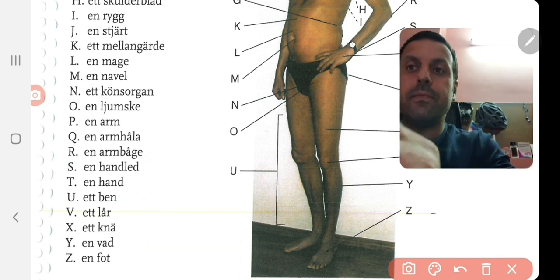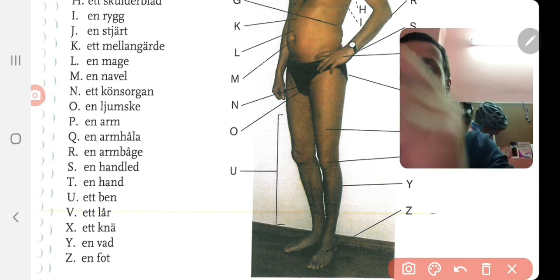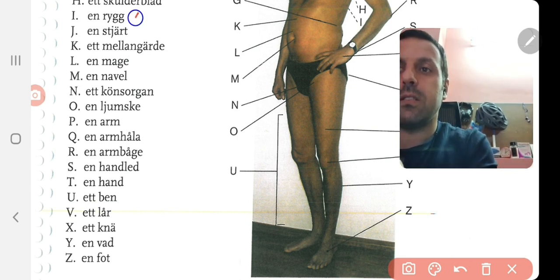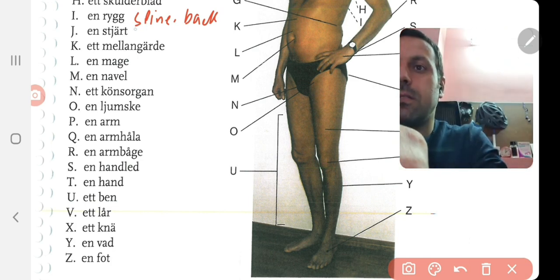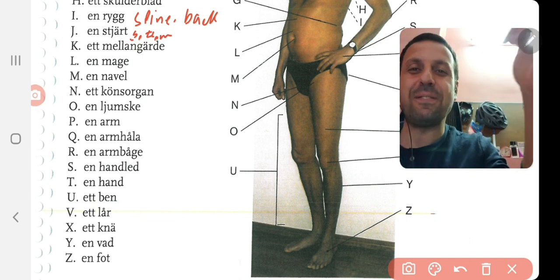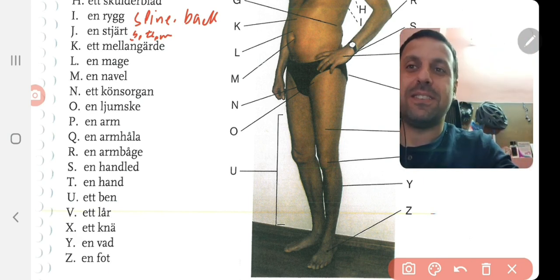Rygg is actually back. It could be back, it could be spine. I mean the spine. I will write both, so it's spine or back. Rumpa is actually the bottom. Bottom. I'm trying to write it here on such a small screen. Sorry, but it's bottom. I will try to write the others better. It's because my screen is curved, so I couldn't write it very well.